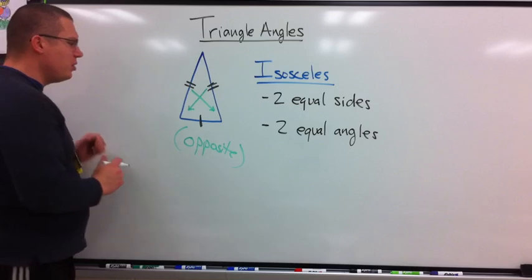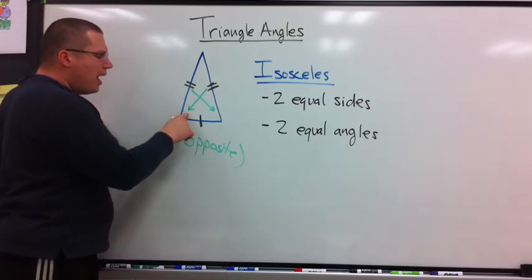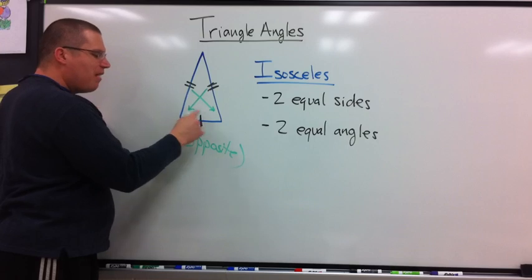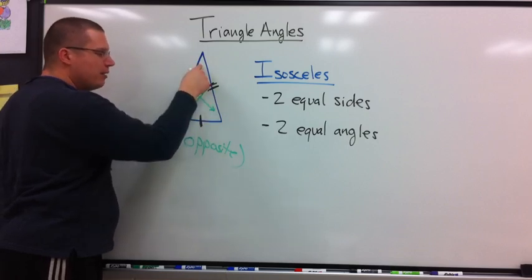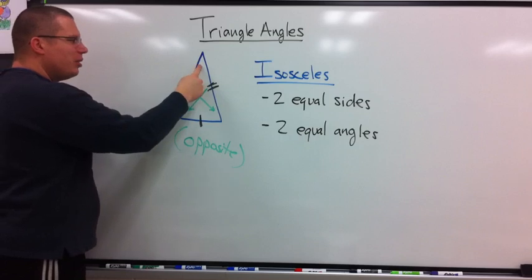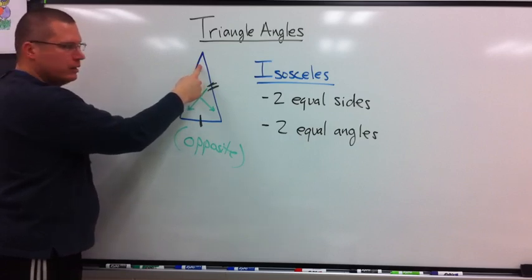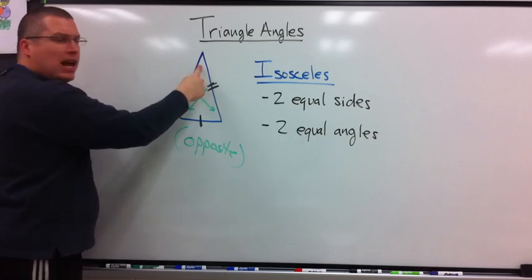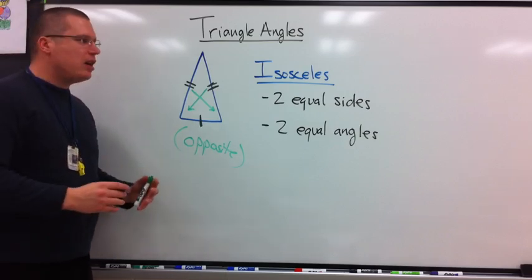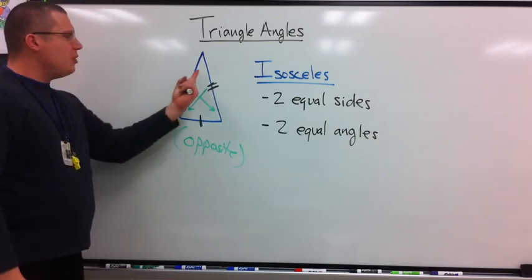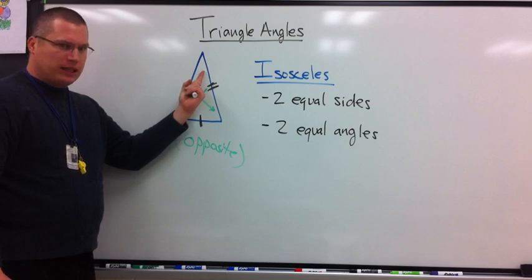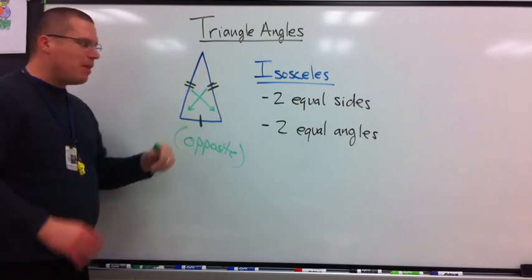Here's what a lot of kids do. They say, oh, this must be 45, this must be 45, because 45 plus 45 plus 90 equals 180. Well, does this look like 90? I don't think so. And then I ask kids, well, what is this? And they say, it's 20, it's 30, it's 27. Do you have any idea what this is unless you measure it? The answer is no. We're not going to measure it.